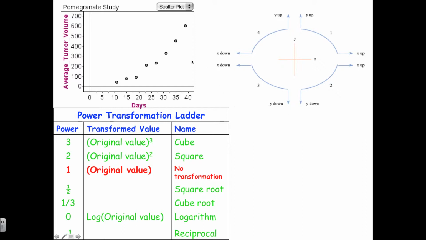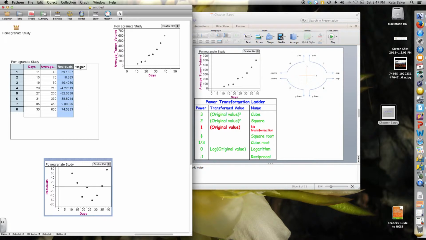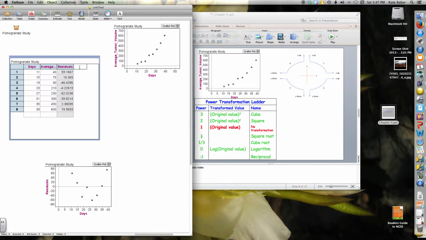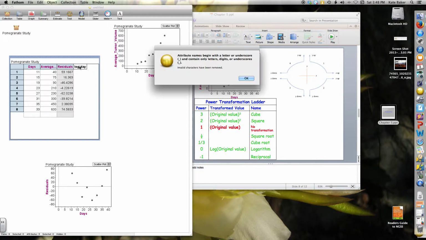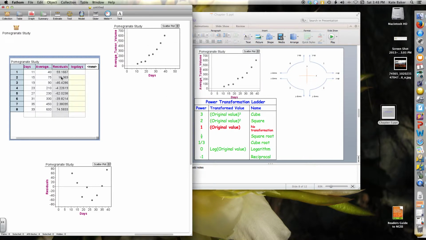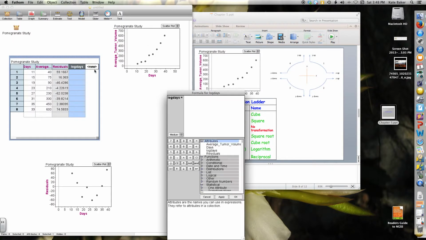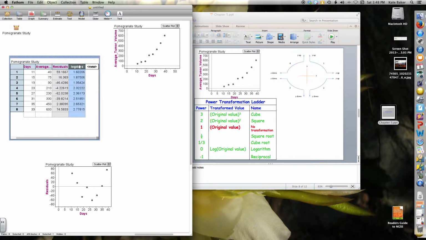So I'm going back to my data. The easiest thing, I love taking a logarithm. I'm going to take the logarithm of my y, the average tumor volume. And I'm going to edit the formula. It's going to be a log. It's average tumor volume. Oops. Let's use that.